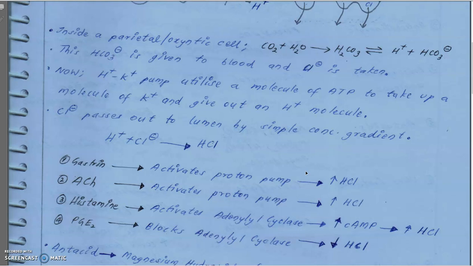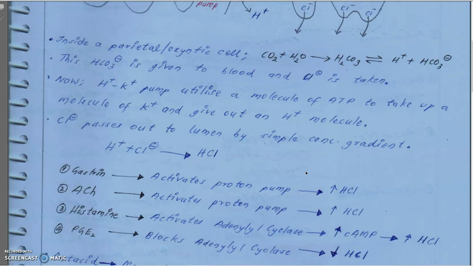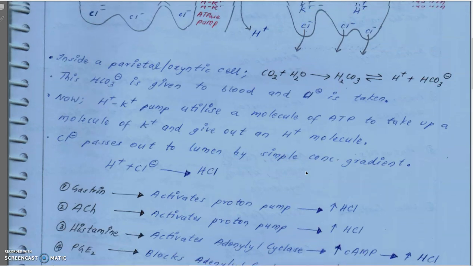First, the gastrin. Whenever a molecule of gastrin comes and binds to this receptor, it activates the H plus K plus pump. What it will do, it will be taking more K plus from the lumen and putting it into the inside of the parietal cell. They will be producing more H plus ion. So H plus production will be increased. Appetite will be stimulated, so digestion will be initiated so fast.